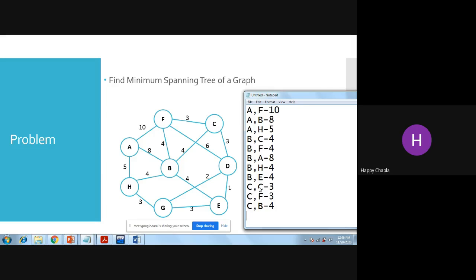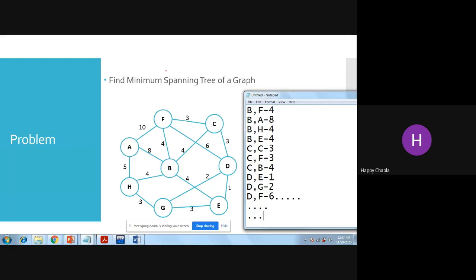Now D. So D to E, sorry, B to E is equal to 1. B to G is equal to 2. And is there any missing node? Yes, D to F equals 6. D to F is equal to 6. Likewise, I have entered every value in my list.